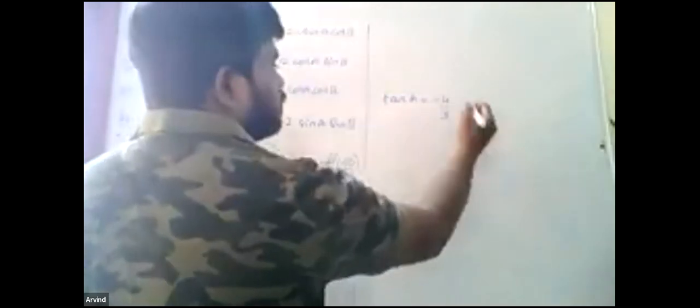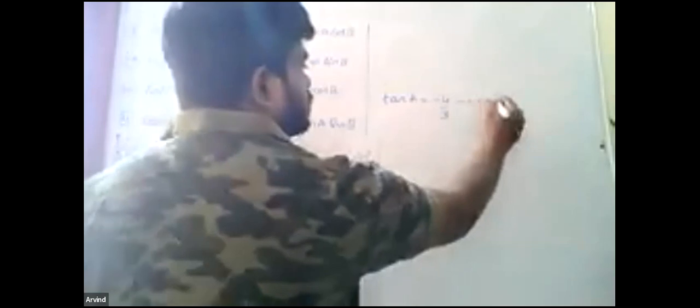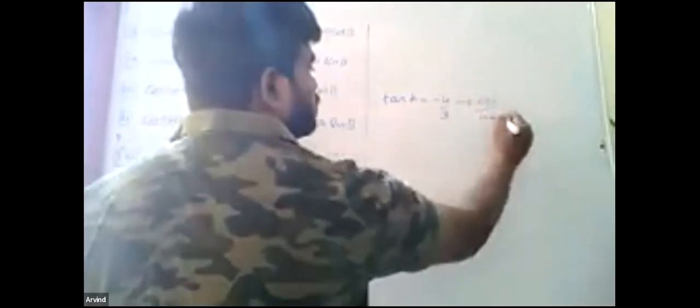You got the tan A value as minus 4 by 3, right? So here you should know that the opposite value is 4, the adjacent value is 3, and 4, 3 and 5 are triplets, right? So the hypotenuse comes to 5. So directly we know the hypotenuse. The cot A value is the inverse, minus 3 by 4.